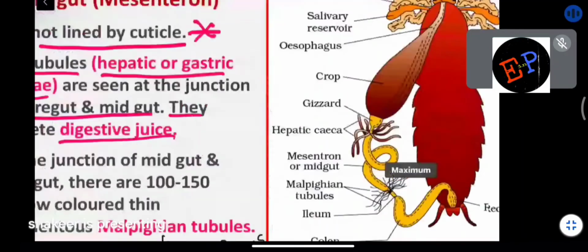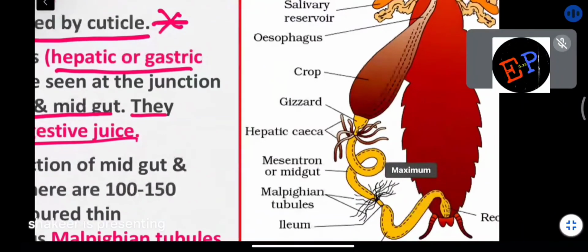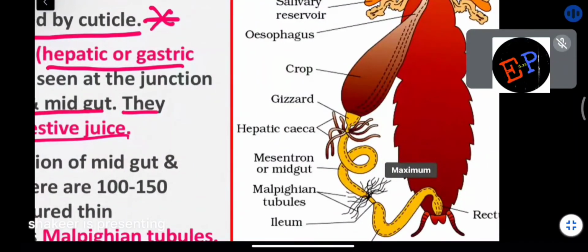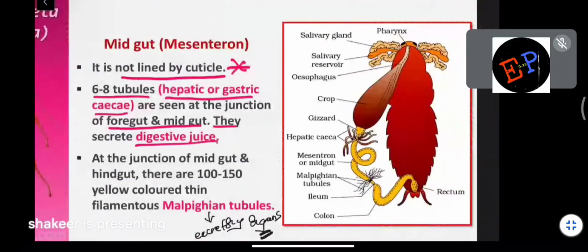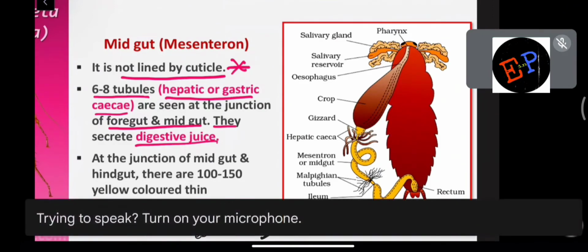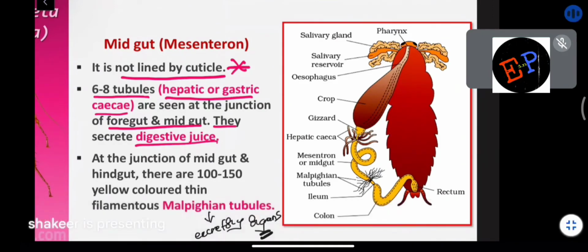Okay? So here you are seeing some thread-like structures called hepatic caecae, no? Are you able to understand? So these hepatic caecae are responsible for what? They are responsible for secreting the digestive juices. They are present at the junction of foregut and midgut. And how many tubules are present? 6 may be present, 7 may be present, 8 may be present. And the function is secreting the digestive juices.